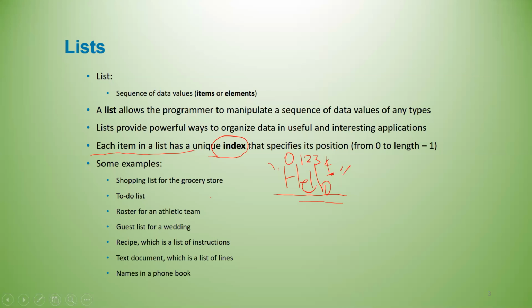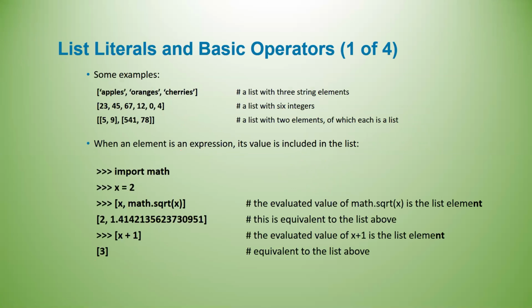Okay, so the index concept is the same for lists. And why do we need a list? These are some examples: shopping list, to-do list, roster for an athletic team, roster for this class. They are all list examples. That's when you use a list. So here is an actual Python list example.